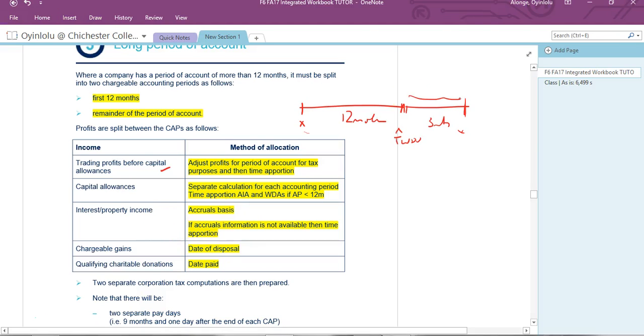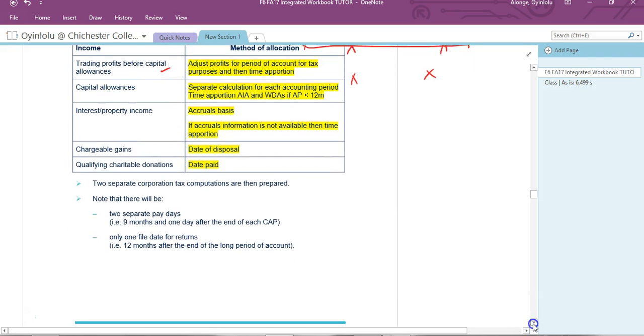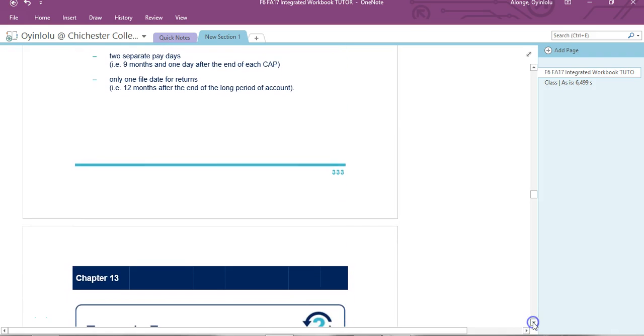And then for rental income, you split it over the 15-month period as well, depending on how you collect your rent, just work with it. Any chargeable gains, just deal with them in the period as they appear. And any QCDs, deal with them in the period as they appear. And pretty much that's that. Of course, you will have two separate calculations because they are 2 separate chargeable accounting periods.